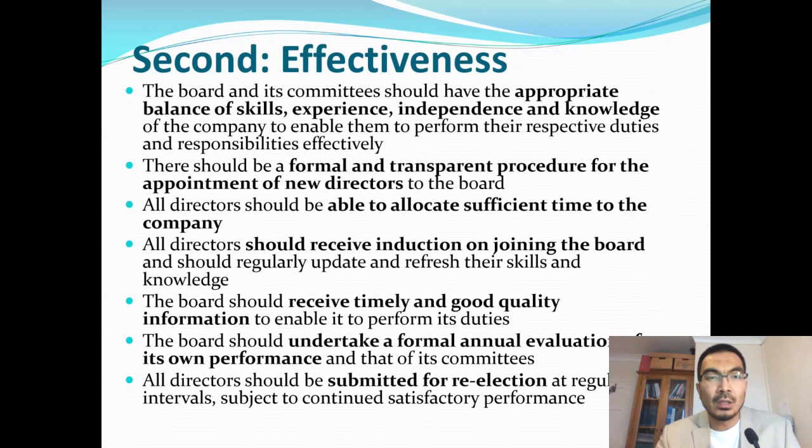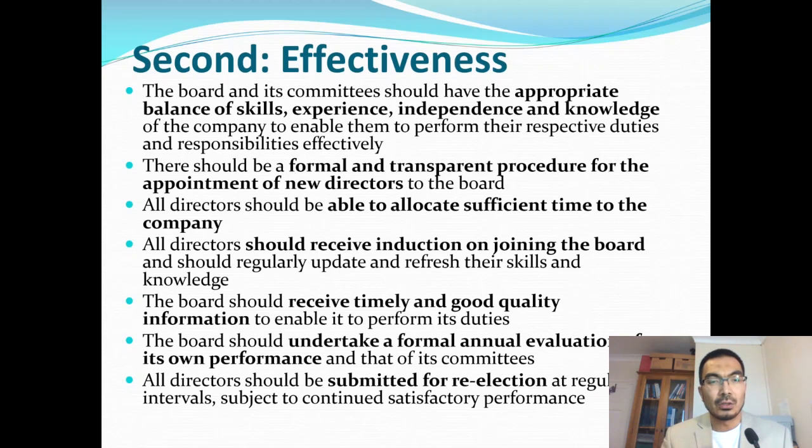The second one is effectiveness. The board and its committees should have the appropriate balance of skills, experience, independence, and knowledge of the company to enable them to perform their respective duties and responsibilities effectively. There should be a formal and transparent procedure for the appointment of new directors to the board. All directors should be able to allocate sufficient time to the company.